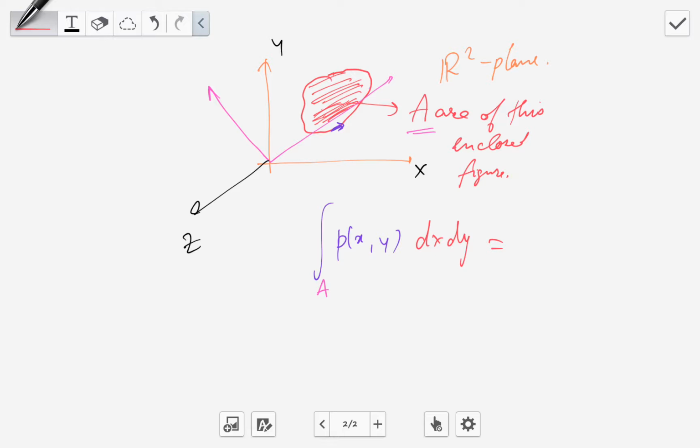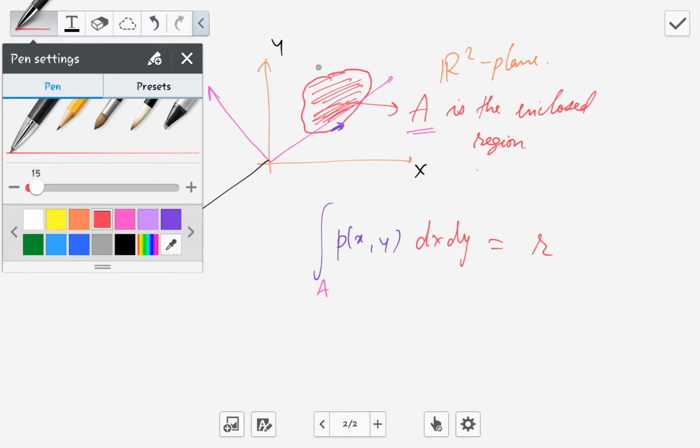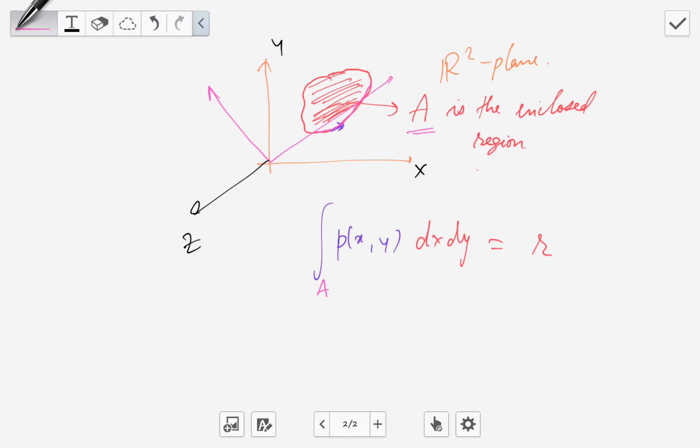Say it is some r. Here A is the enclosed region, the region enclosed by this. Okay, this is clear.